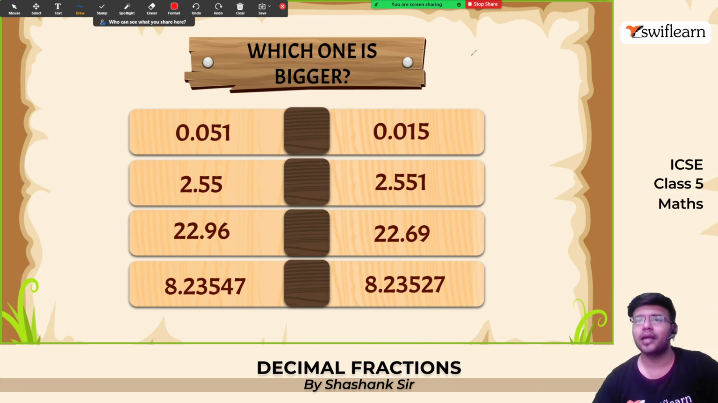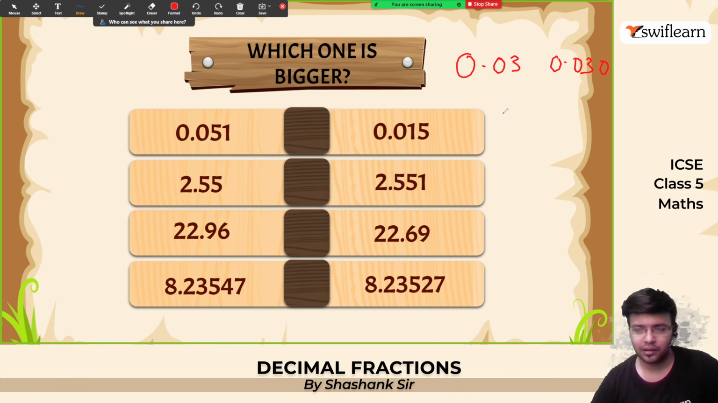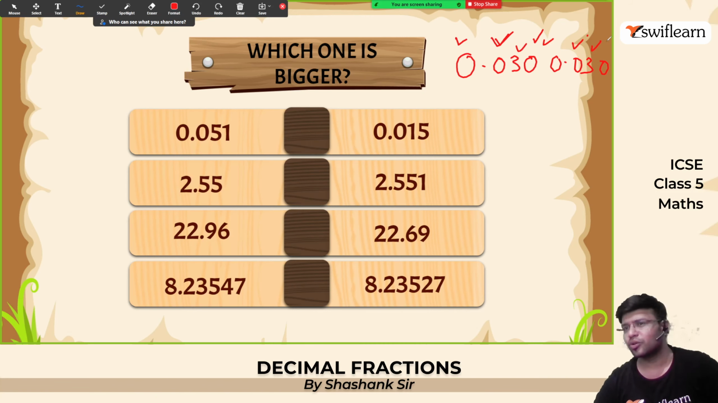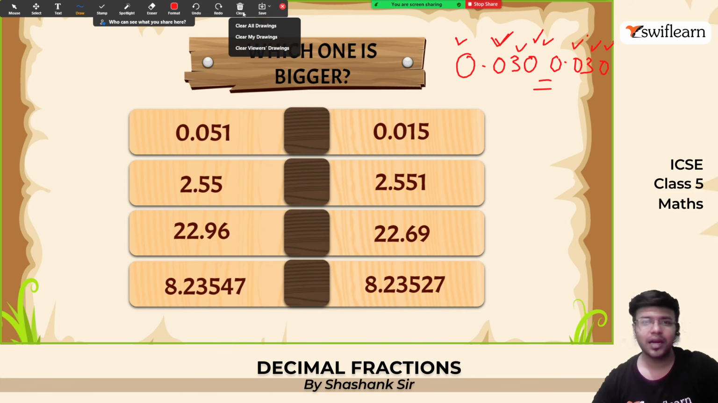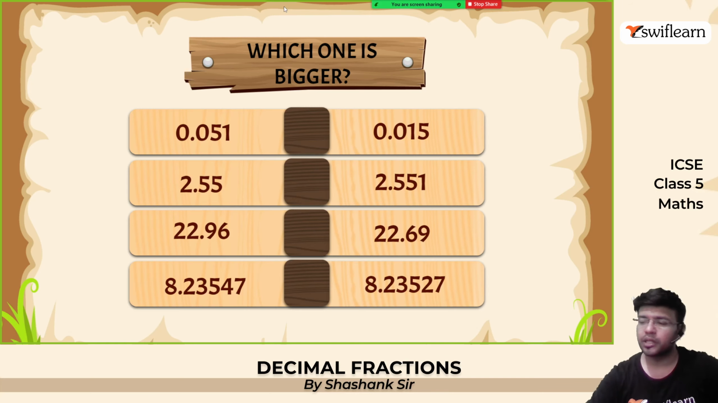Yes, I have one more problem, guys. 0.03 and 0.030. Which one is greater? Some of you may say, sir, this one is greater? No. See this, this is the same, this is the same, and so on. If I don't write anything here, it is 0. This is also the same, so they are equal. So remember this thing.